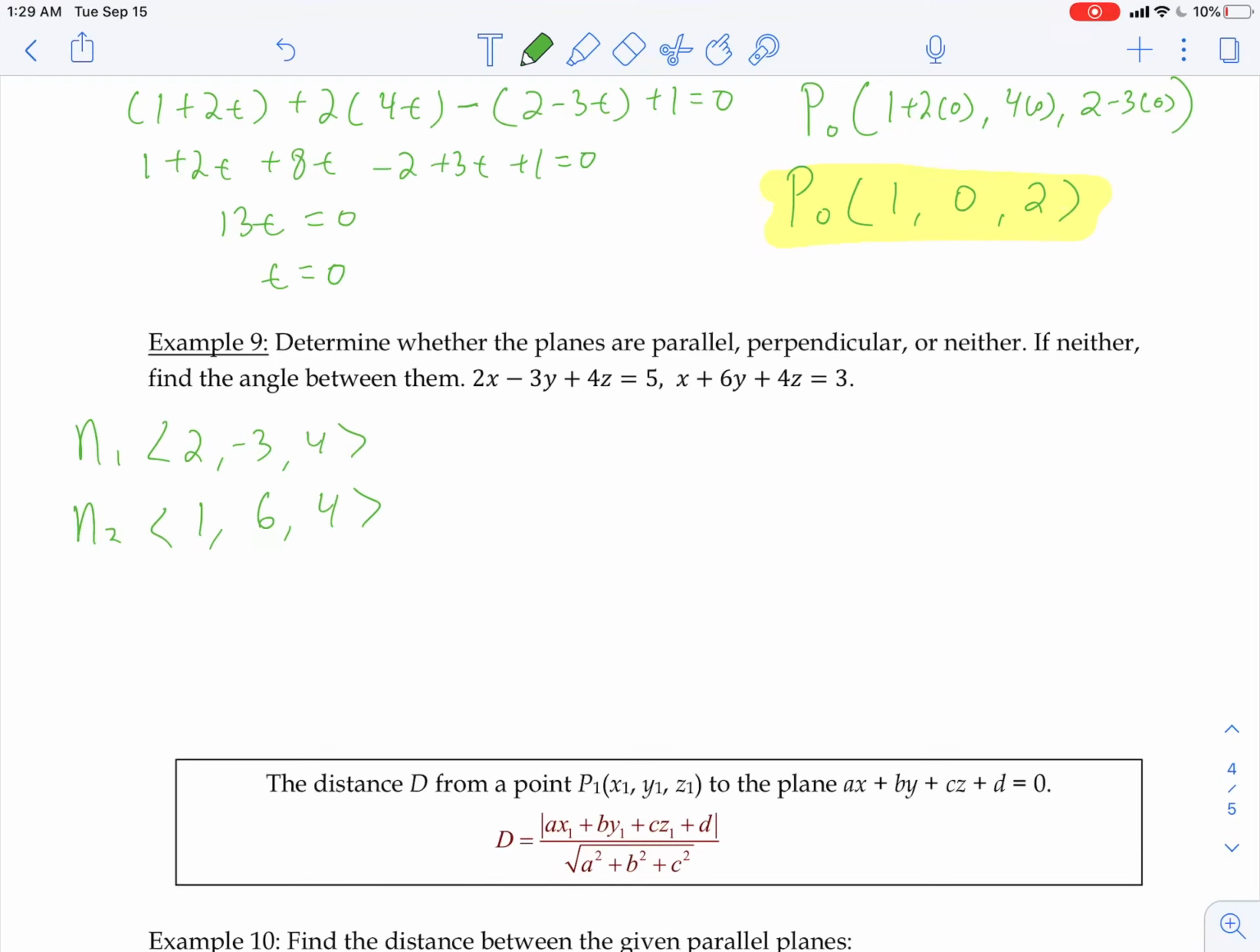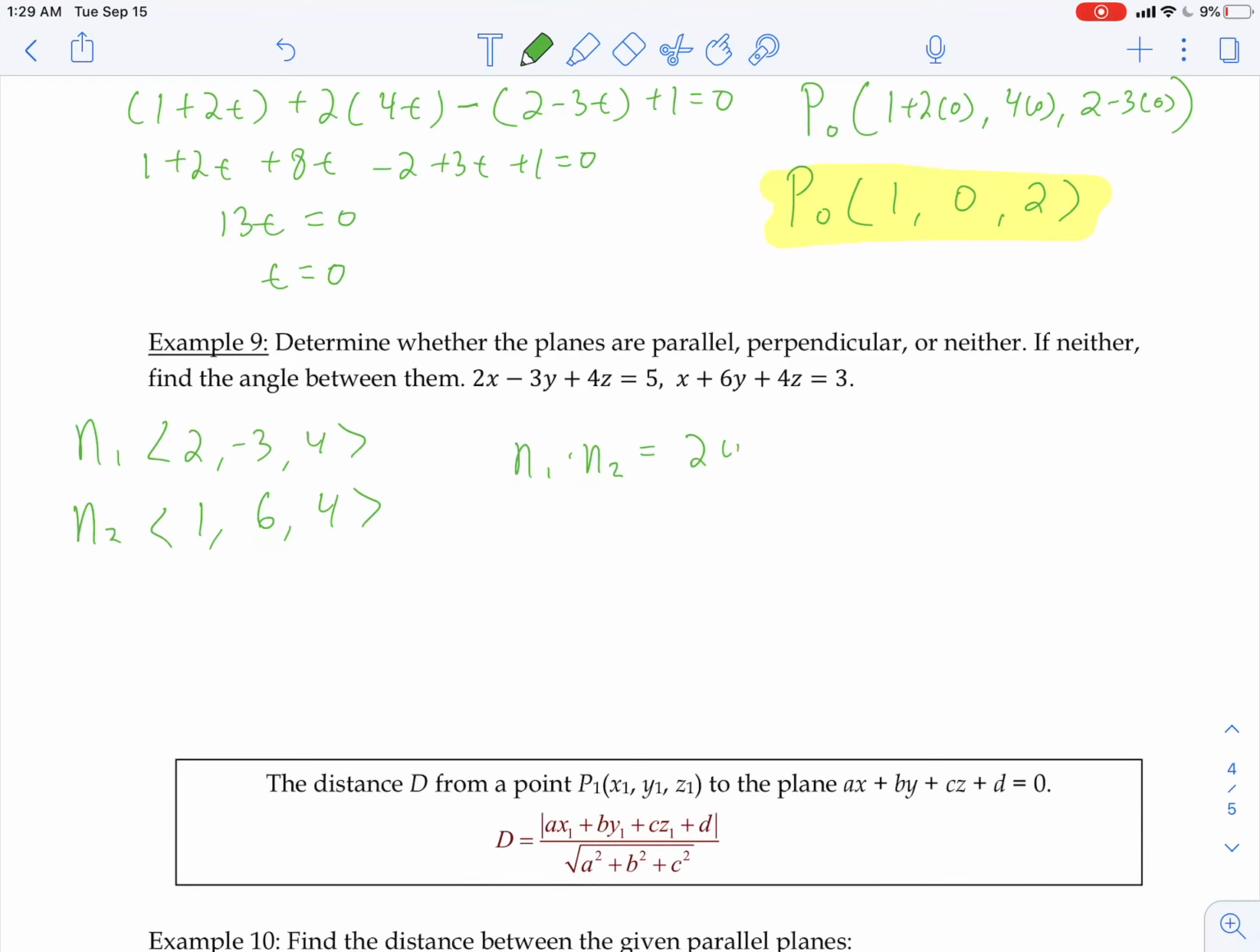Now, if these are scalar multiples of each other, then they're parallel and I'm done. The problem is they're not scalar multiples of one another. Because they're not scalar multiples, I do the next thing: let's see if they're perpendicular. How can I tell if they're perpendicular? Dot product. So n sub 1 times n sub 2 is going to equal, hopefully, 0, because if it's 0, then they're perpendicular.